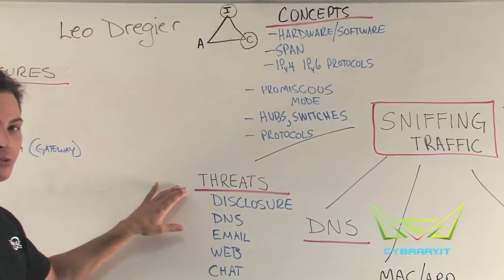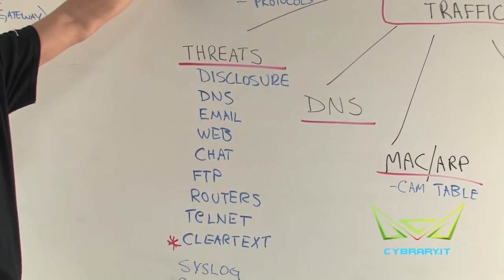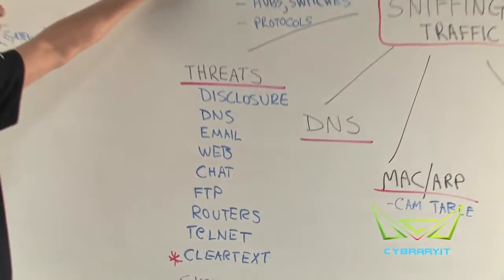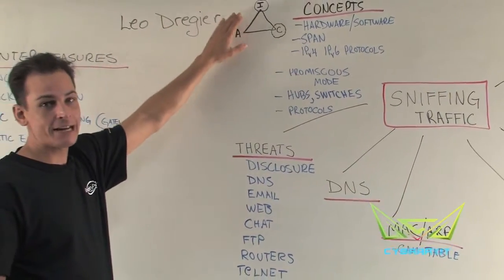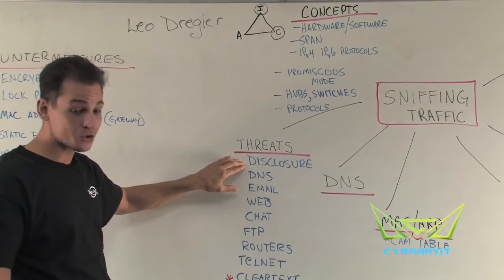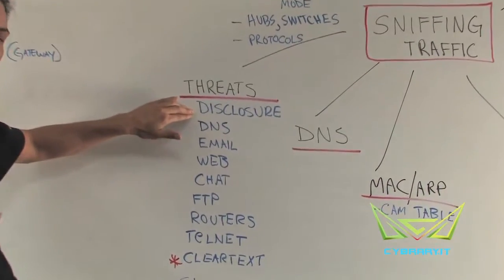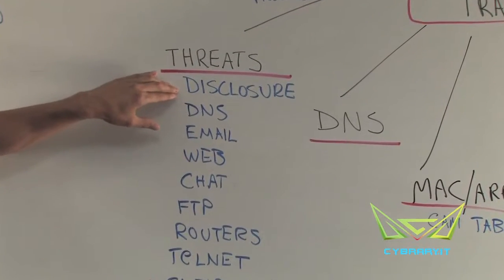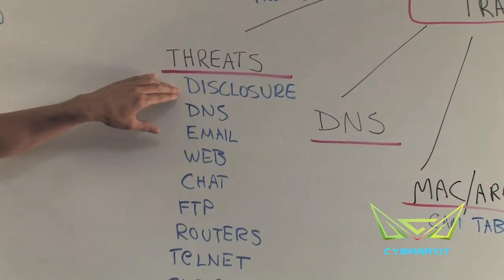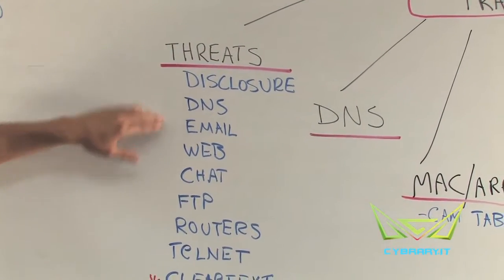Now, the major threat here is disclosure. If we look at this from a principle-based point of view, you basically have integrity and confidentiality in play. But disclosure is the obvious one because you're listening to somebody else's traffic, but that disclosure can lead to a man-in-the-middle attack, which ultimately could change the integrity of the network traffic.